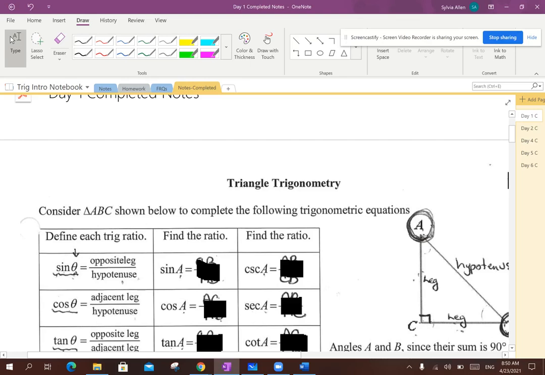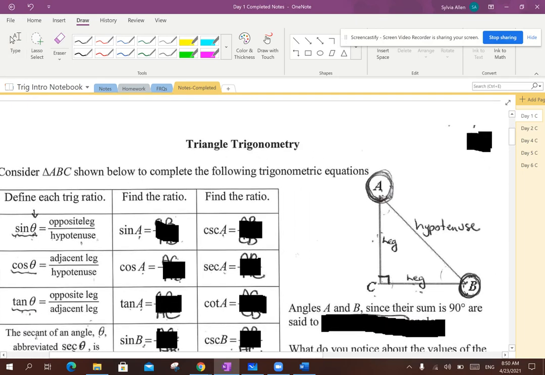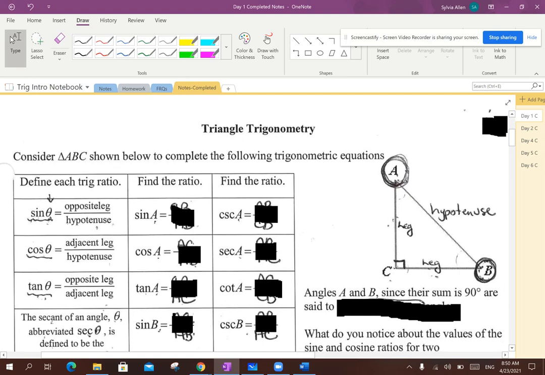Today we are going to be talking basically an introduction to trigonometry. We're going to introduce a few more ratios than what you're probably accustomed to. So let's take a look at this triangle over here on the right. If you notice, we've got a 90-degree angle right there, so it's going to be a right triangle. And we've got a leg and a leg, and then we have the hypotenuse. Remember, the hypotenuse is always going to be opposite that 90-degree angle.